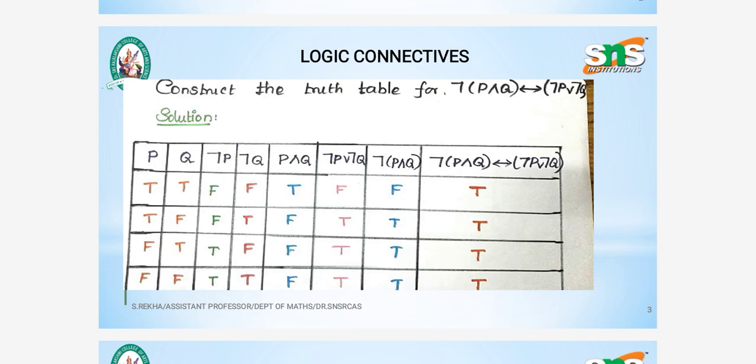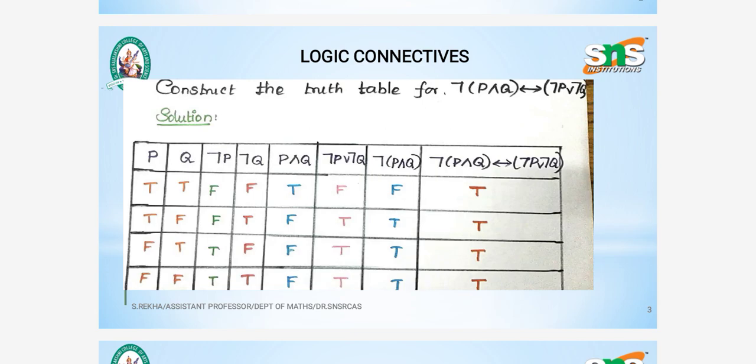Here we are constructing the four rows for P and Q. P is true true, false false. Q is true false, true false. We are applying negation. What is negation? Negation means if it is true it becomes false, and false becomes true. Likewise negation Q. So like that we construct negation P and negation Q.